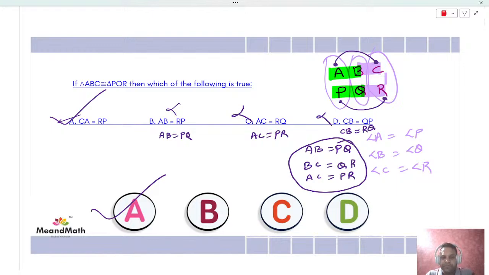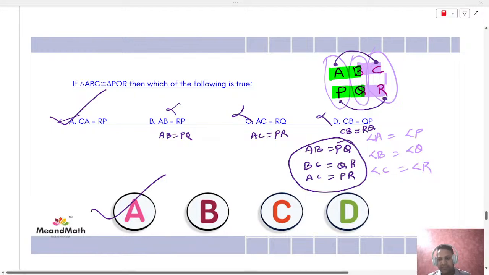Geometry is very easy if you follow the basics. If you don't follow the basics, it's difficult.